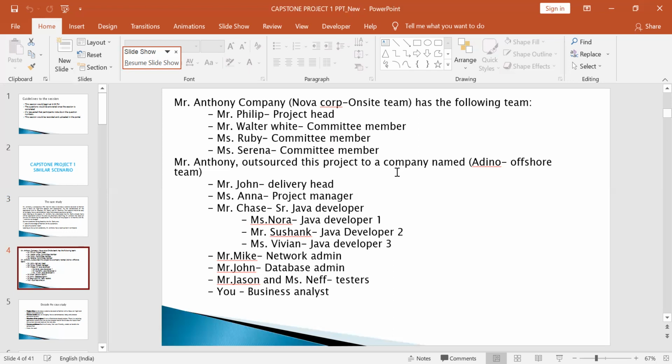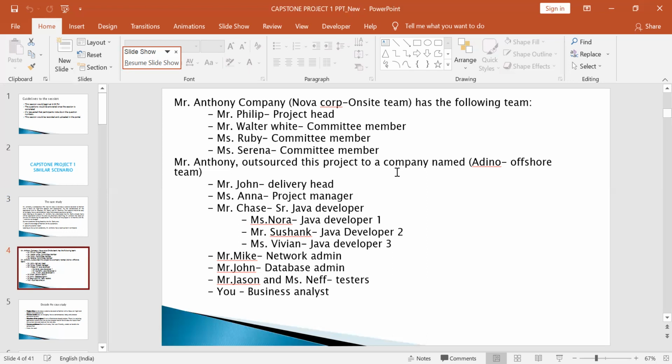Mr. Mike, a network admin. Mr. John, database admin. Mr. Johan and Miss Neha, testers. Those are the testers, and you are the business analyst. Yeah, you have to work as a business analyst for this project.